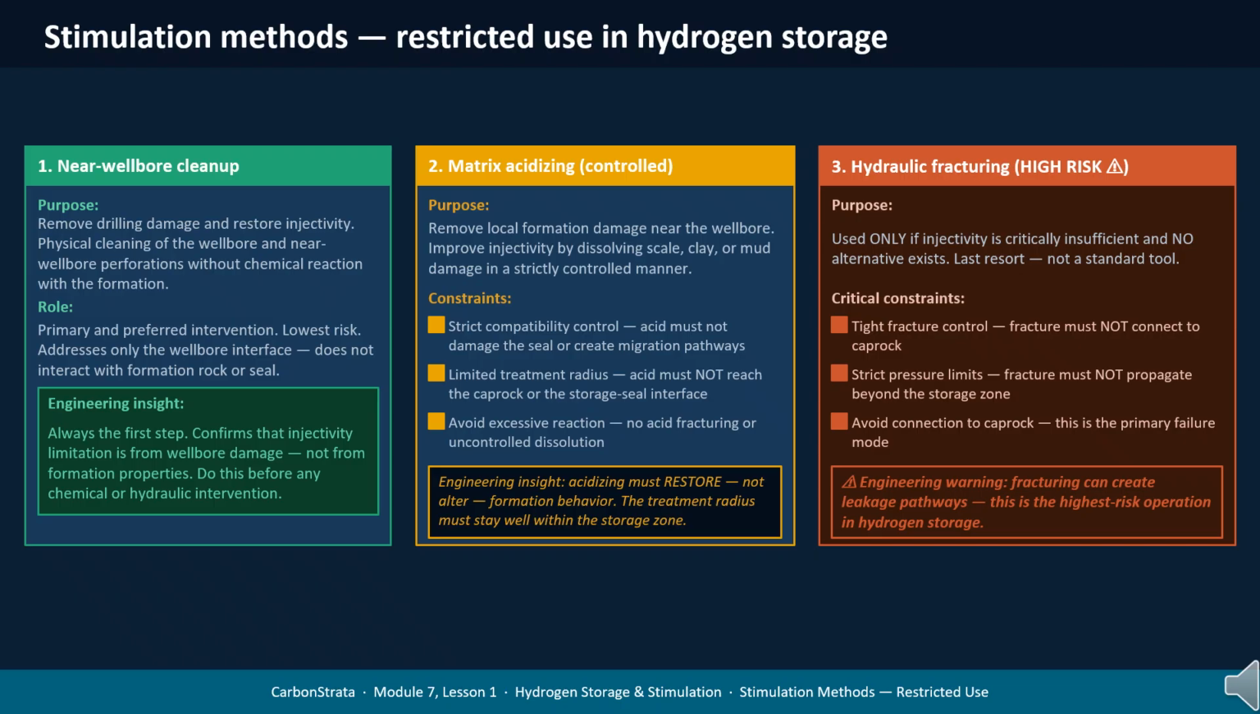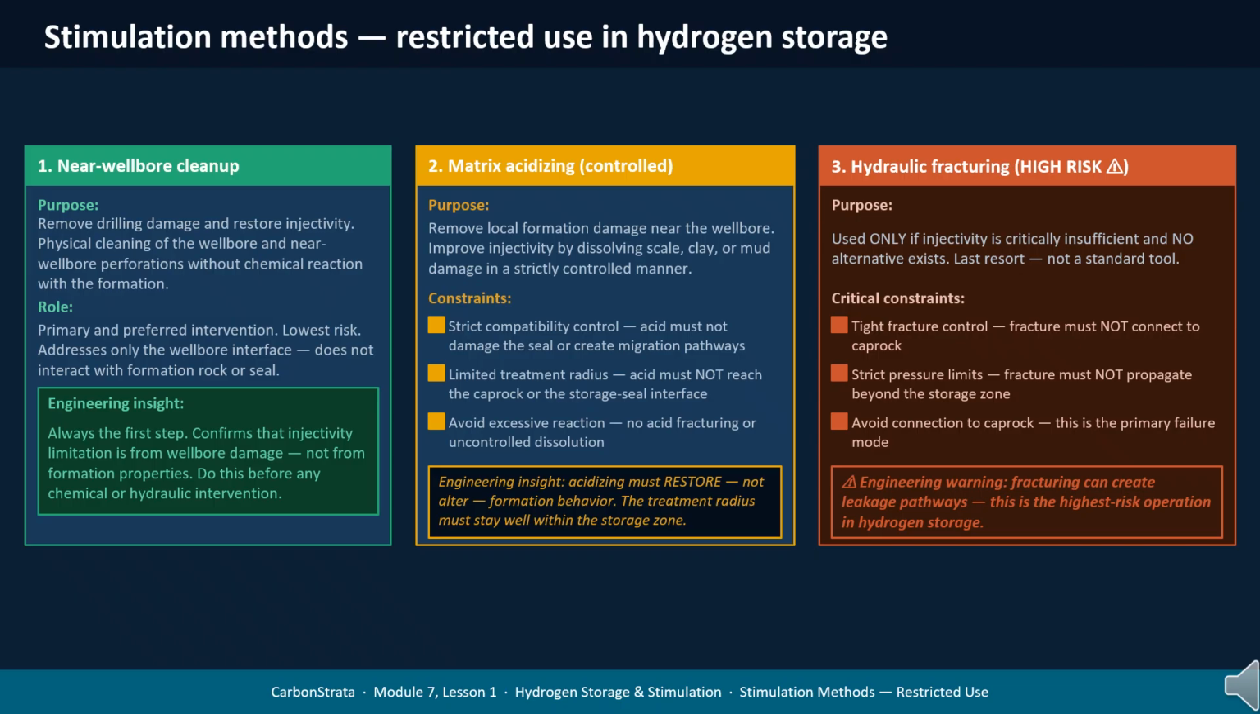Second, matrix acidizing. Now you begin to interact with the formation. The level of risk increases. The acid must remain local, and the reaction must stay controlled. The objective is to restore the original behaviour, not to extend beyond the damage zone, because once you extend beyond that zone, you lose control of the system.